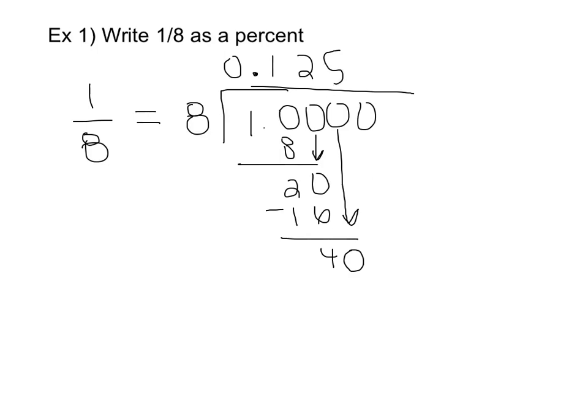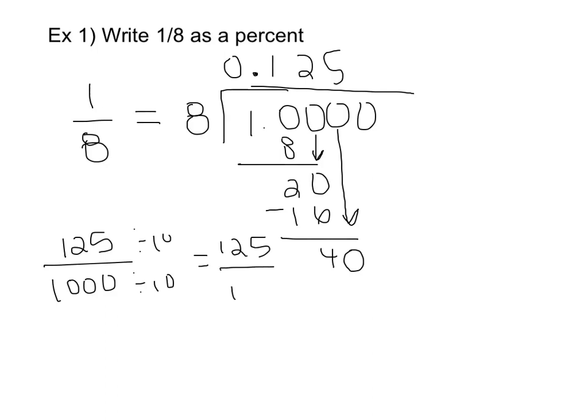So now I have a decimal, and I know how to write a decimal as a percent. 0.125 is 125 1,000ths. I can divide both numerator and denominator by 10. Gets me 12.5 100ths, which is therefore 12.5%. Remember, percent means out of 100.